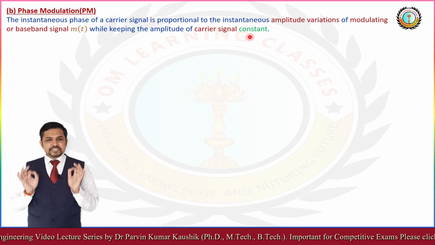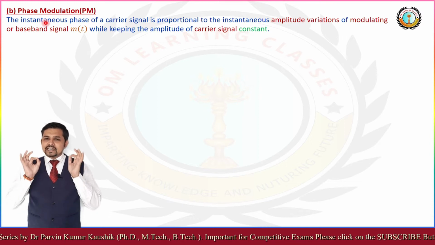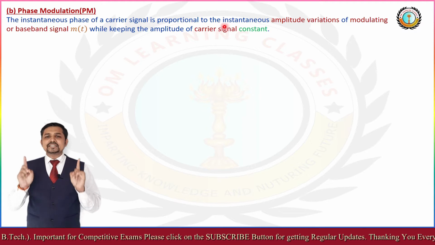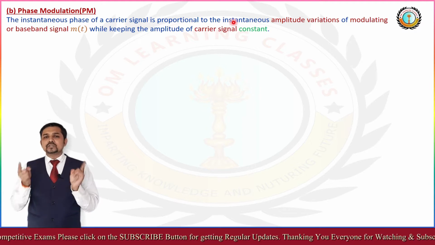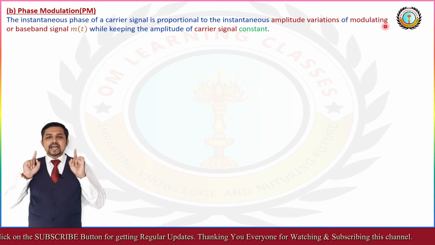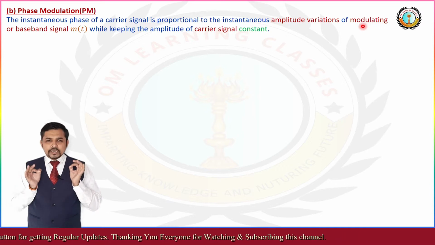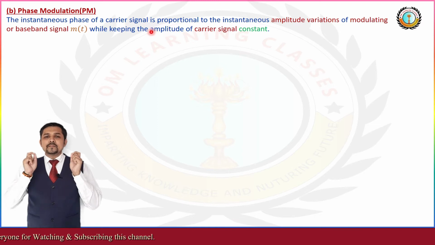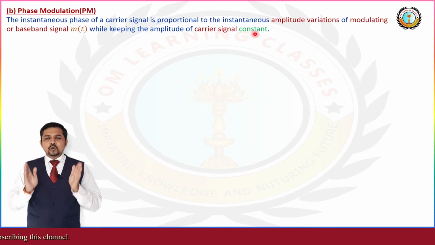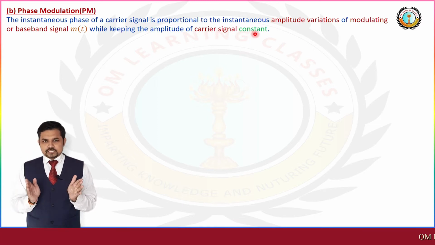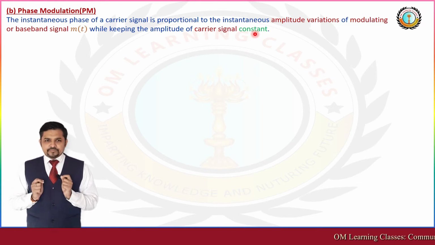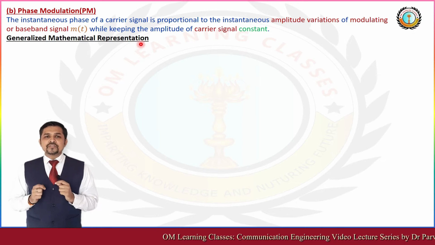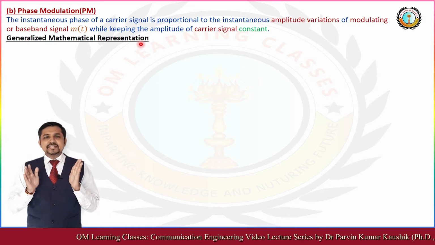So in this we have three things. The first thing, the instantaneous phase of the carrier signal, and that instantaneous phase is varied according to instantaneous amplitude variation of the modulating signal, and this will happen while keeping the amplitude of the carrier signal constant. So with this definition, we will go for the generalized mathematical representation for phase modulation.